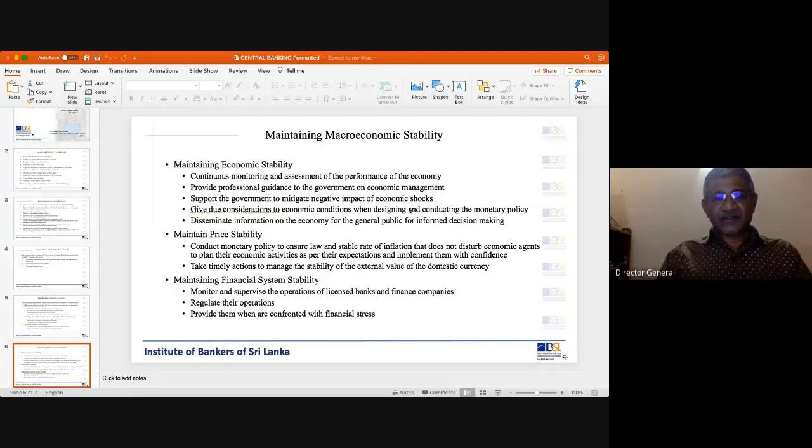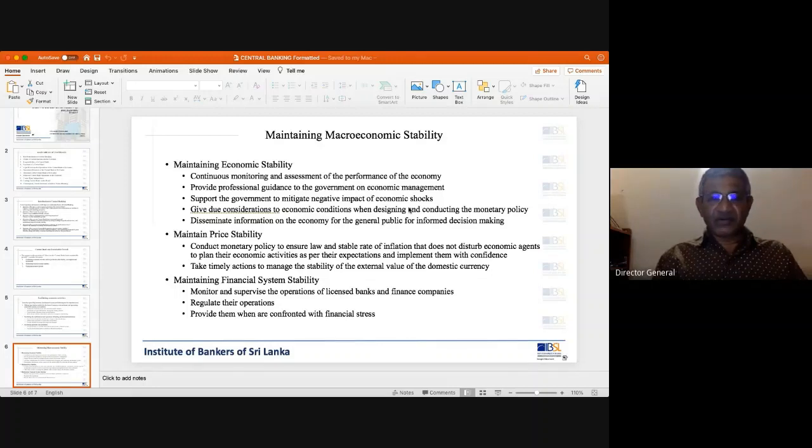Then the central bank took actions. Of course, it was in coordination with the government, it took actions to offer a debt moratorium. Because when economic activities are affected, all economic organizations, whether they are big or small, their cash flow management is affected. When the cash flow is not there, they can fail to meet their debt obligations to banks.